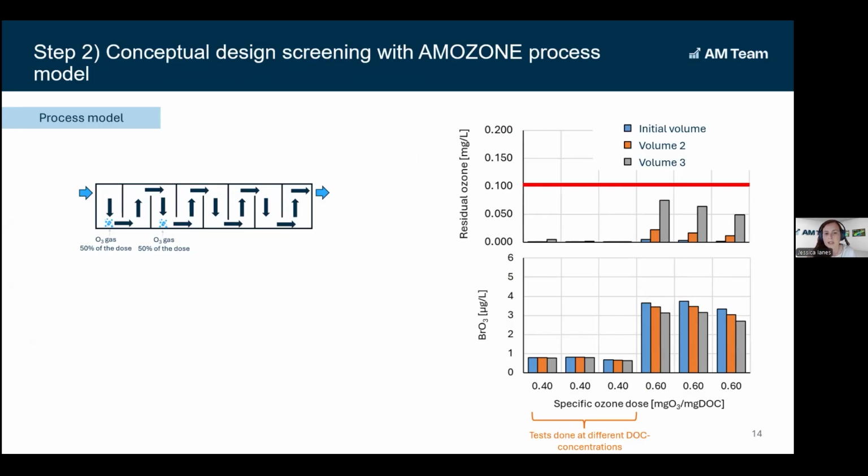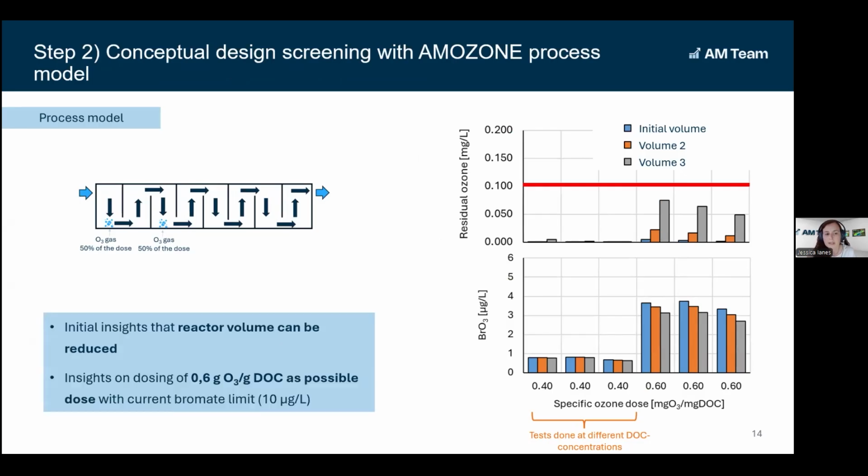So in this study, we could see that the initial volume was resulting in very low residuals, and there was room to reduce the volume further while still granting low residuals in the effluent. At the same time, we wanted to test different specific ozone doses and different DOC levels to see the bromate formation that could be experienced at Bottrop once the reactor would be built.